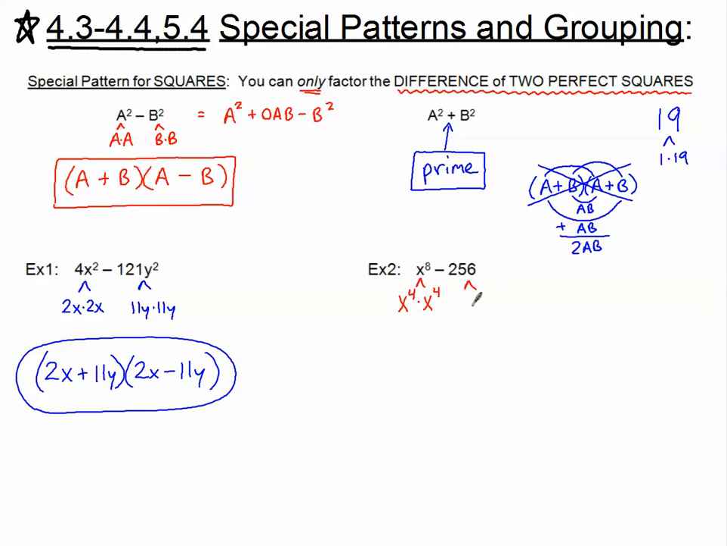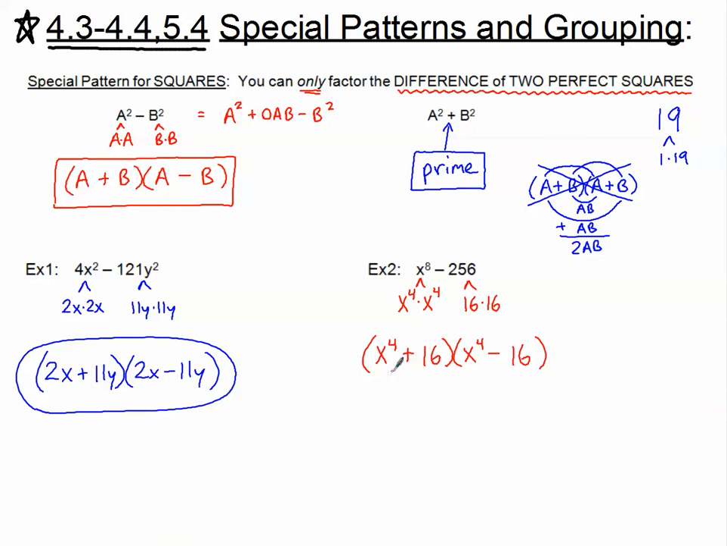256 is a perfect square because I can divide that into two factors that are identical. 16 times 16. So I can factor this difference of two perfect squares using our pattern right here. X to the fourth will go on the front. 16 will go on the back. One's positive, one's negative. I'm showing you this problem because we're actually not finished.